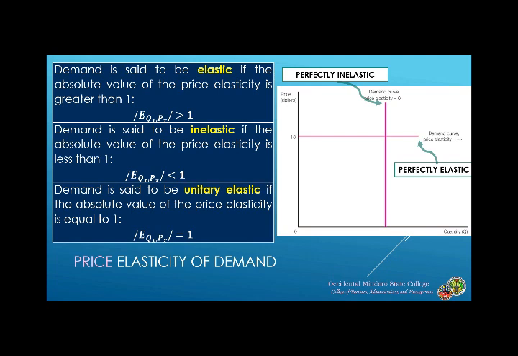Perfectly inelastic, wala siyang effect in quantity. Kahit tumaas, bumaba ang price niya, walang effect sa quantity. The quantity does not change, so the percent change in quantity is 0 whenever there is a percent change in price. And ang example niyan is insulin.